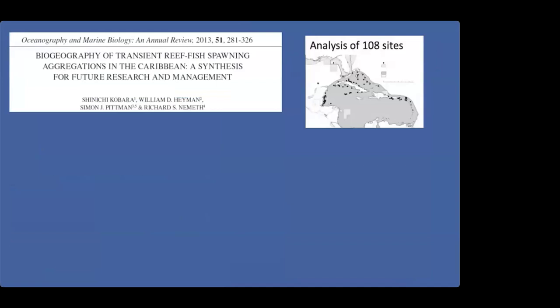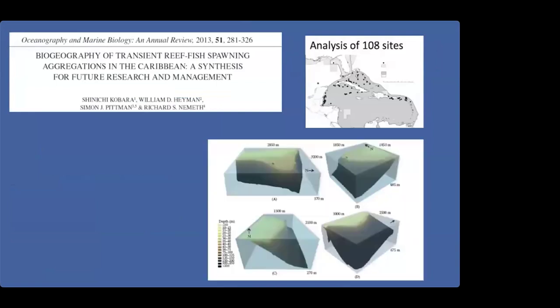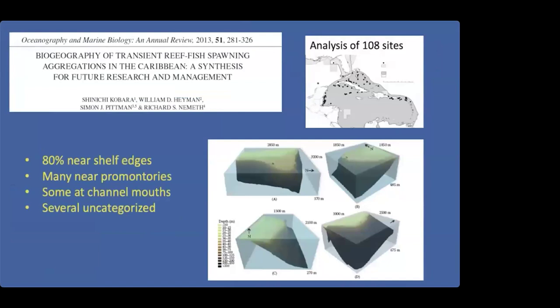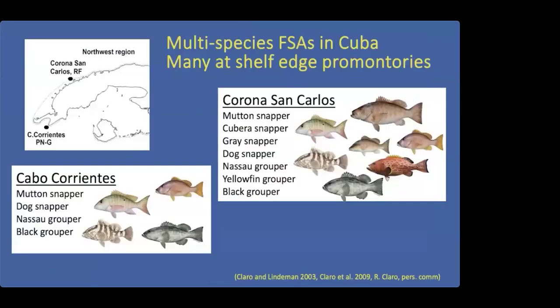Looking wider afield, we did an analysis. My PhD student, Shinichi Kawabara, led an analysis of 108 sites throughout the wider Caribbean, and determined that 80% of those sites were described as occurring at shelf edges, many near reef promontories, some at channel mouths, and several where the geomorphology was uncategorized.